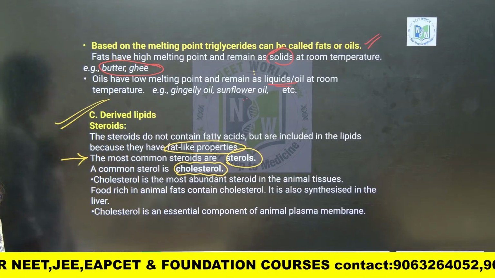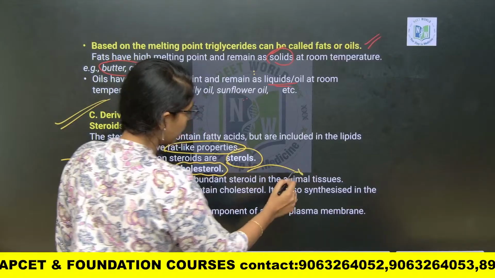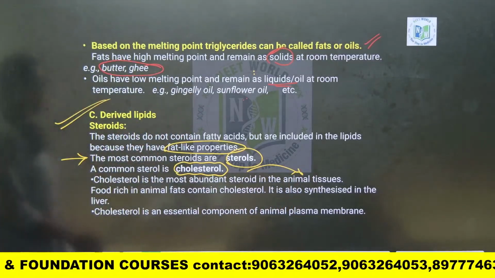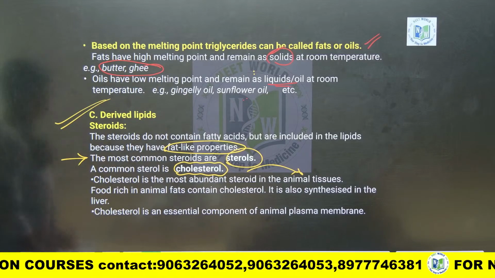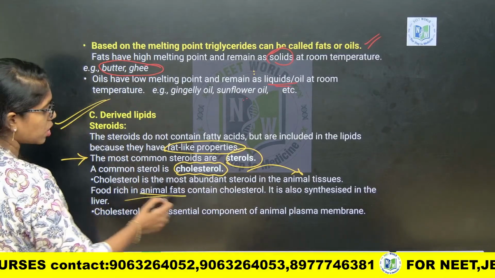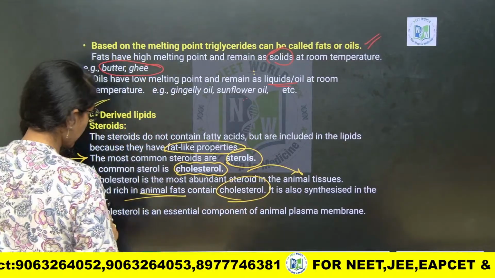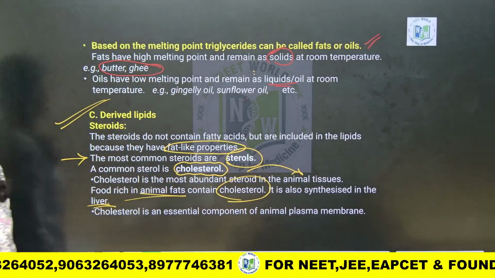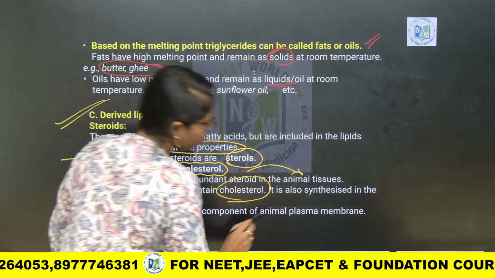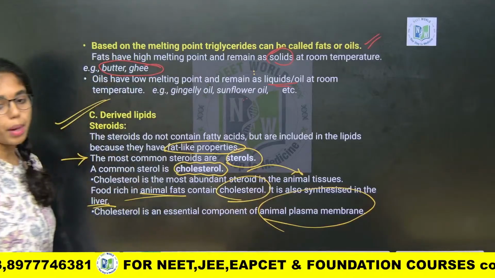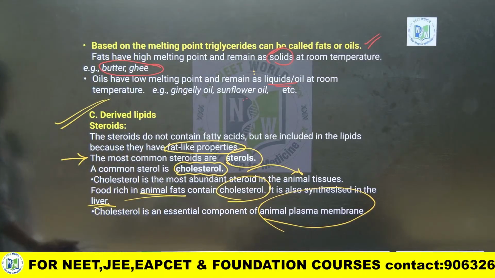Cholesterol is the most abundant steroid in animal tissues, and food rich in animal fats will contain cholesterol. It is also synthesized in the liver. Cholesterol is an essential component of the animal plasma membrane or cell membrane. Remember, all these points are important.